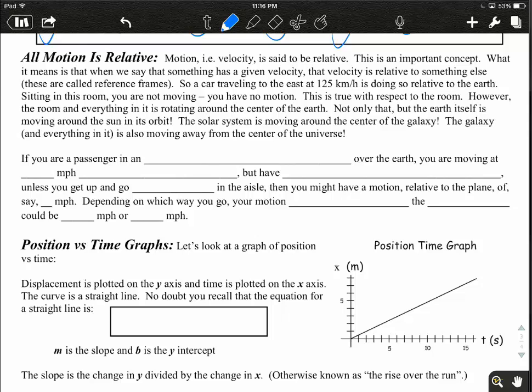Okay, all motion is relative. Looking at, we should be on page 3 now. Okay, motion, velocity is said to be relative. This is an important concept. What it means is that when we say that something is a given velocity, that velocity is relative to something else.